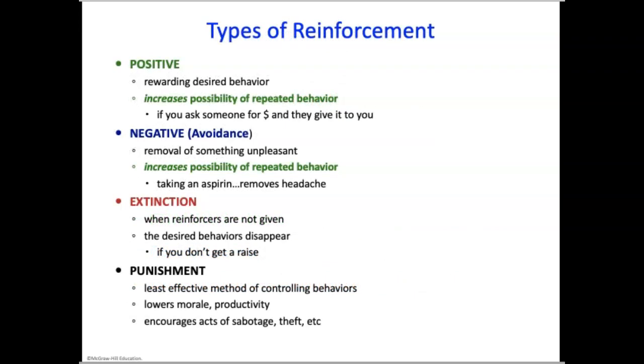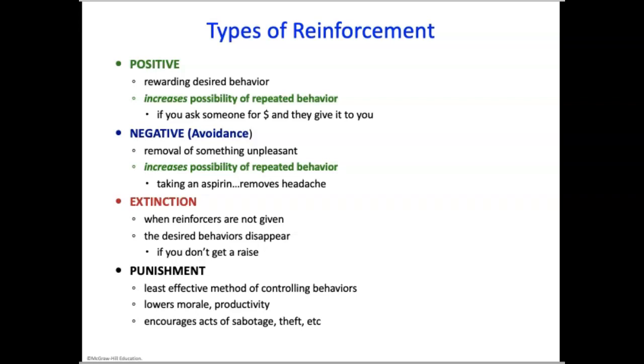Types of reinforcement include positive, negative, extinction, and punishment. Positive would be rewarding desired behavior. It increases the possibility of repeated behavior. If you ask someone for money and they give it to you, that would be positive reinforcement. Negative reinforcement, otherwise known as avoidance, is the removal of something unpleasant, and it increases the possibility of a repeated behavior. In other words, taking an aspirin or ibuprofen removes a headache.